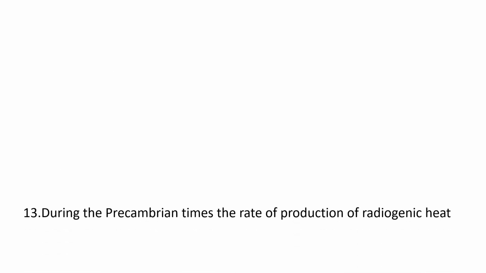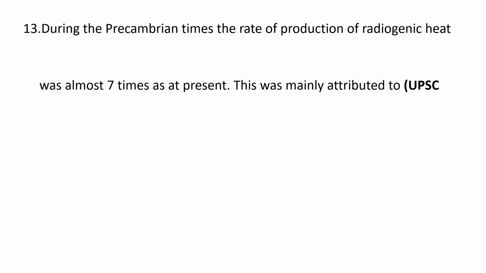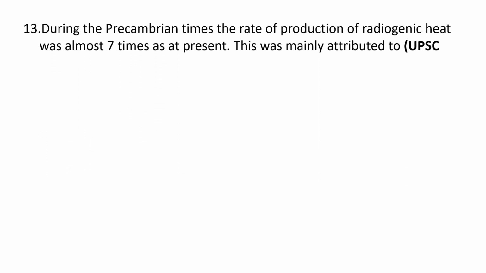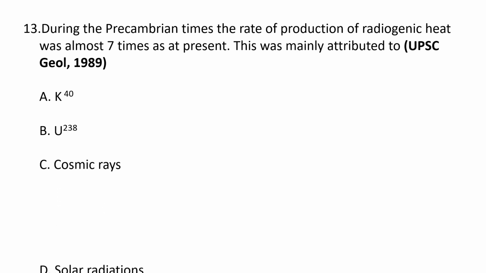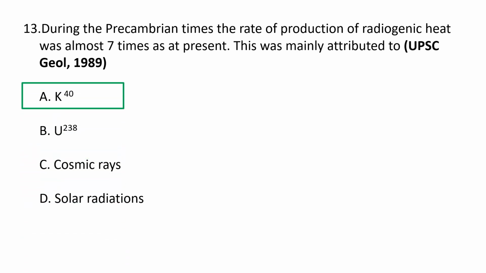Next question. During the Precambrian times, the rate of production of radiogenic heat was almost 7 times as at present. This was mainly attributed to: A. Potassium 40, B. U238, C. Cosmic rays, D. Solar radiations. So the correct answer is potassium 40. This was responsible for the heat production in the Precambrian times. A is the correct answer.